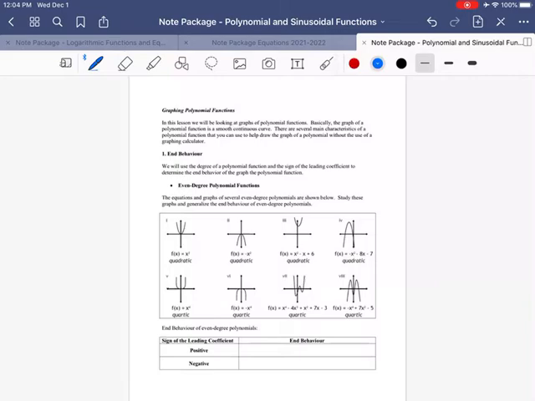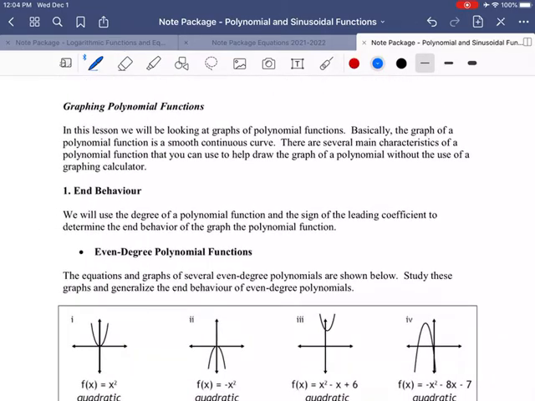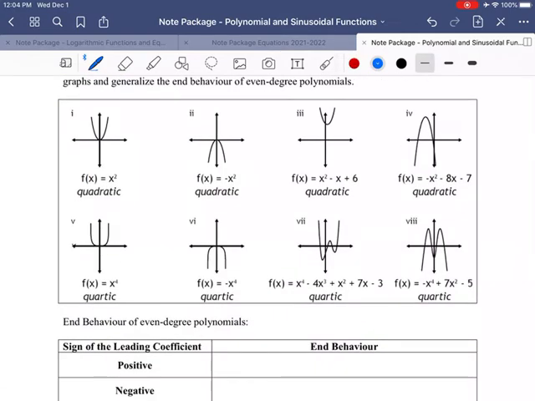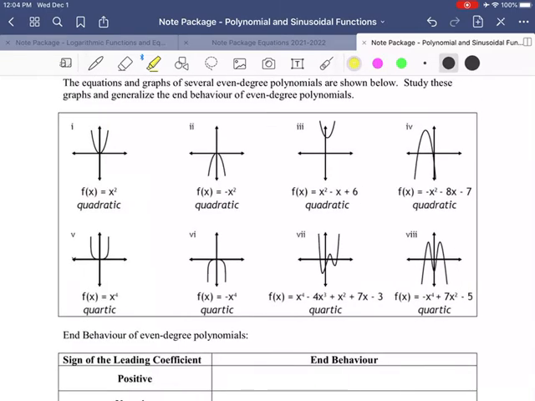So let's go into graphing polynomial functions. And we're going to examine a bunch of different types of graphs. And a couple things we need to look out for is the end behavior. And that means what's happening when you read left to right. Okay, so even degree polynomial functions. And you've seen lots of even degree polynomial functions, quadratics, in fact. All right, now this is a positive x squared, so we're going up. A negative x squared goes down. This is also quadratic. This is quadratic.